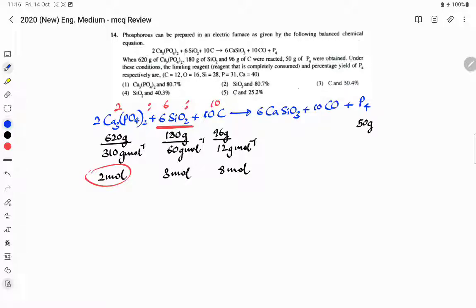Now we have to calculate the amount of P4 that we can theoretically get. The theoretical amount of P4. Now this is the experimental amount, actual amount.